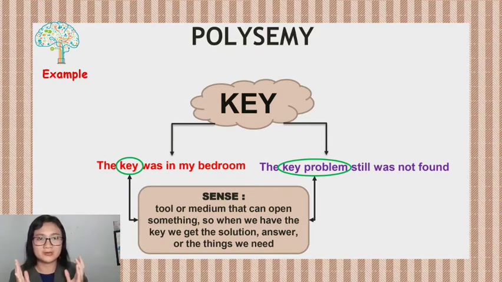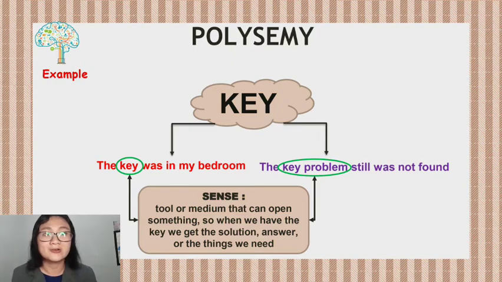But what we need to keep in mind is that they actually have a related sense. How can we see it, how can we sense it, how can we feel it? I mean, we need to refer to the root word key. Actually, people see the key as something that can open a thing. So when we have the key, we can get something, we can get the solution, maybe something in the cupboard, or we can see out of our home when we open the door.